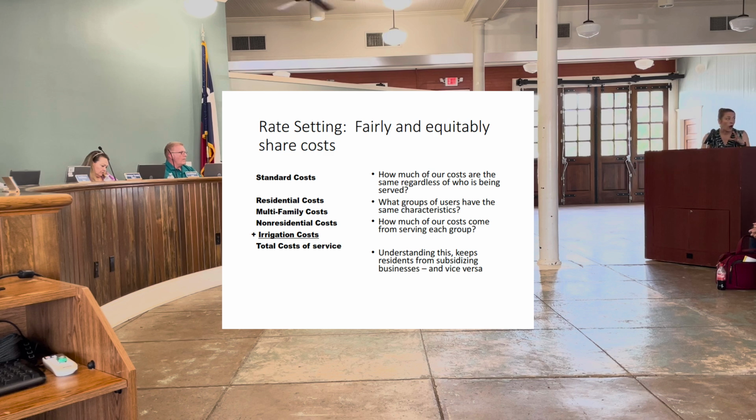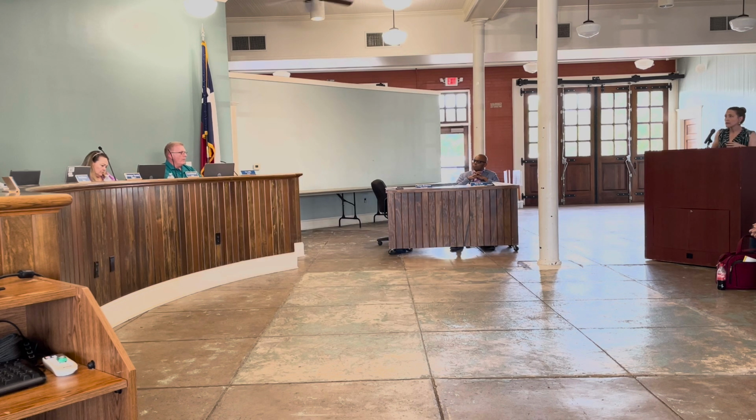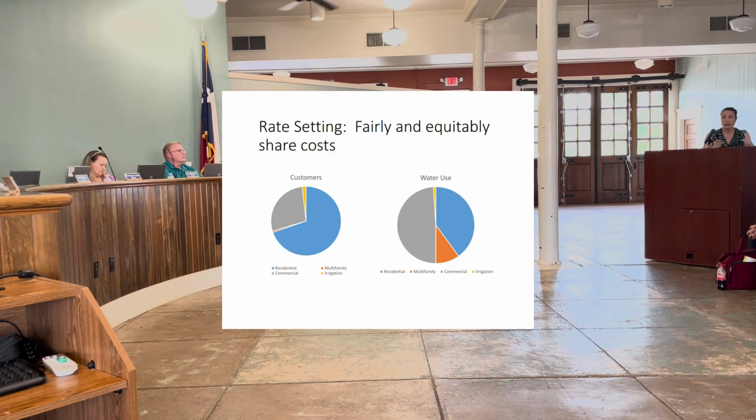So figuring this out is a lot. For example, most of our customers are residences, right? The vast majority of our customers are residences, but they're not the vast majority of our water usage, because we've got businesses that are using hundreds of thousands of gallons. So the way that you would split off the total residential cost per resident is different than the way you would split up the total business cost per business.